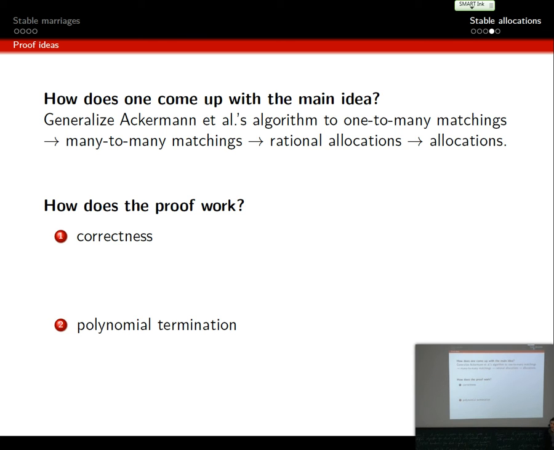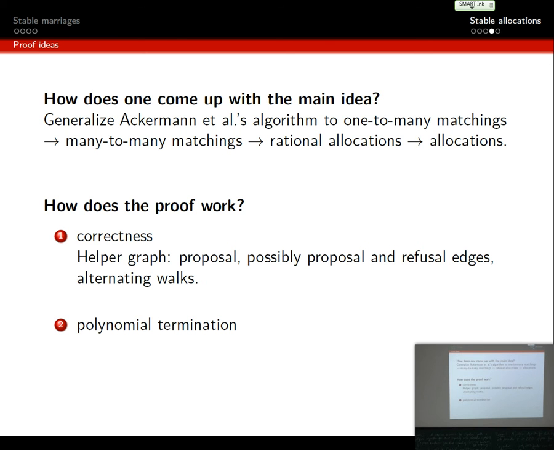So how does the proof work? Of course, it has to prove correctness and then polynomial convergence of this algorithm.